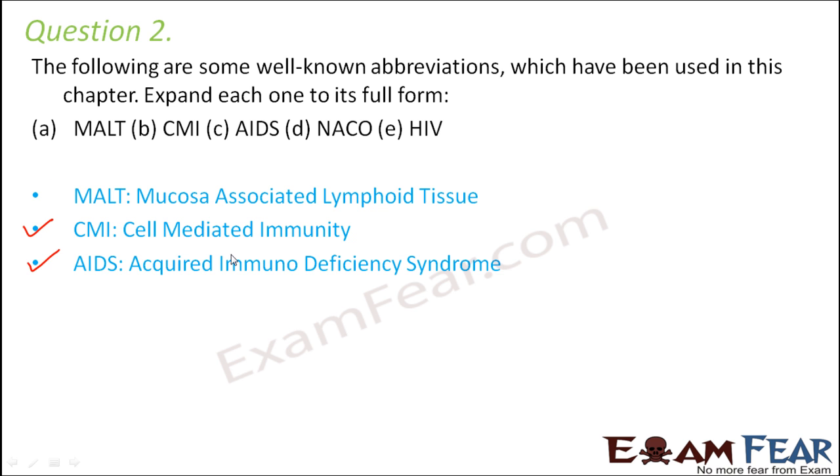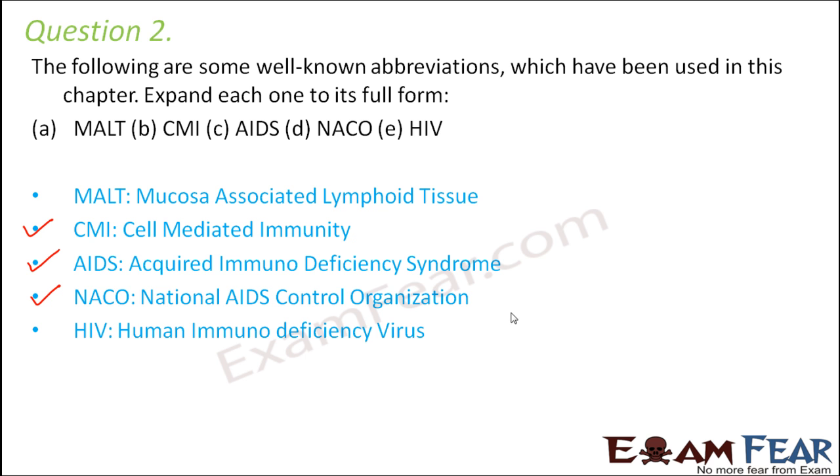AIDS. Acquired immunodeficiency syndrome. It is that deadly disease which is normally caused by a virus, HIV, and it spreads through sexual contact. NACO, that is National AIDS Control Organization. HIV, just now I was talking about this. This is the virus which is responsible for causing AIDS, that is human immunodeficiency virus.